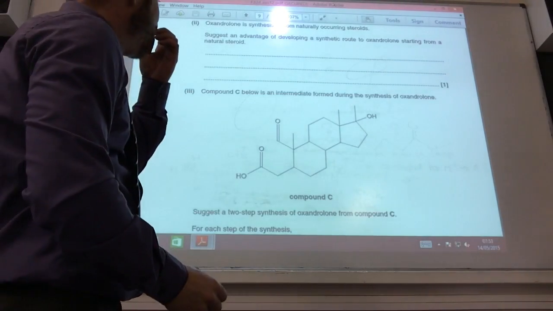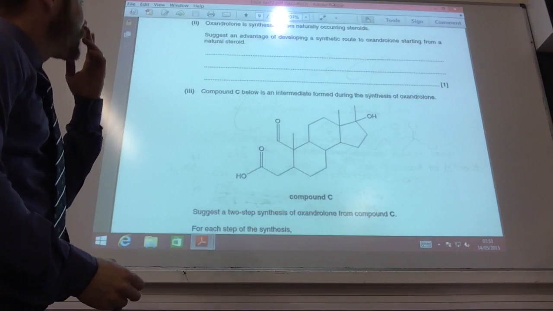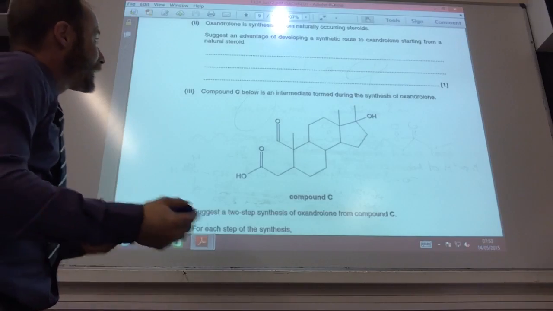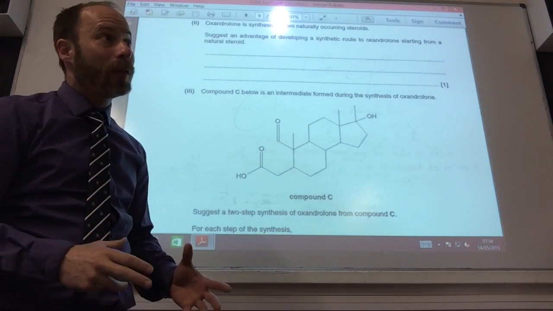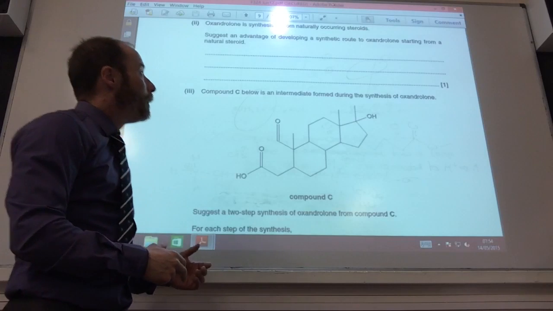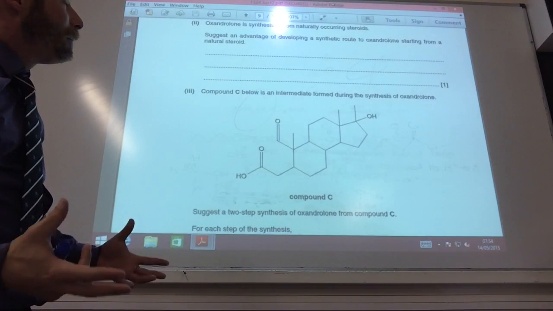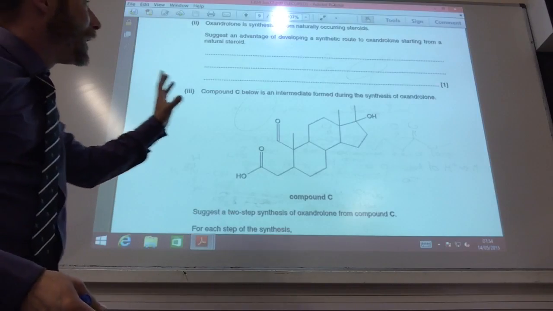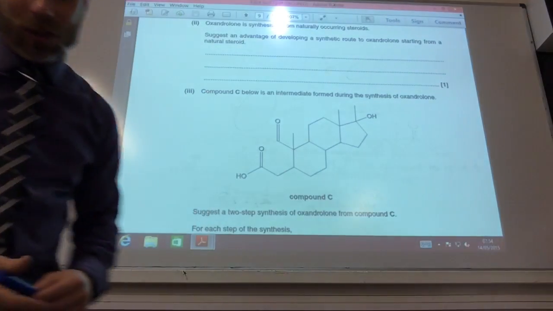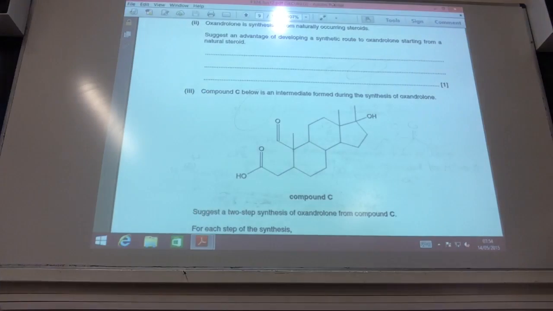One advantage of developing a synthetic route to this steroid, starting from a natural steroid, is, of course, if steroids come from a natural source, then it already only contains one type of optical isomer. We don't need to worry. If we're making it from scratch in the lab, then we get a 50-50 mixture. So we only get one of the optical isomers present, which is good. It ensures the correct chirality.